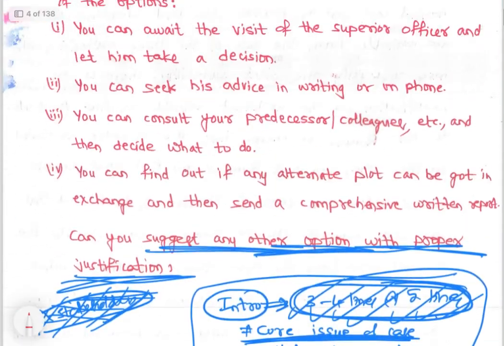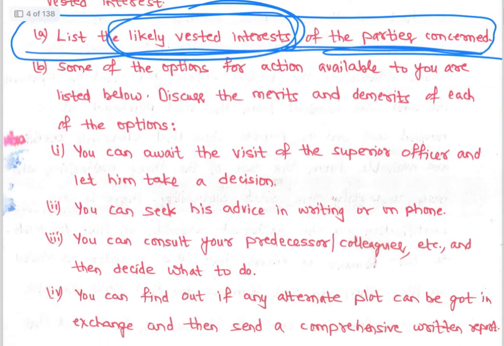Then the next question is that some of the options for action available to you are listed below. Discuss merits and demerits. So the options are given.